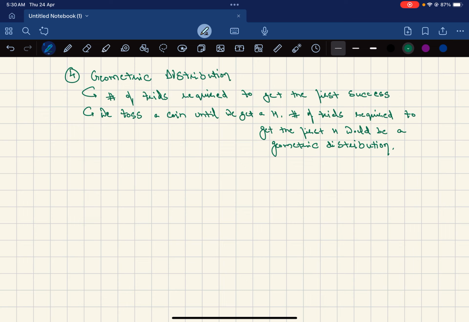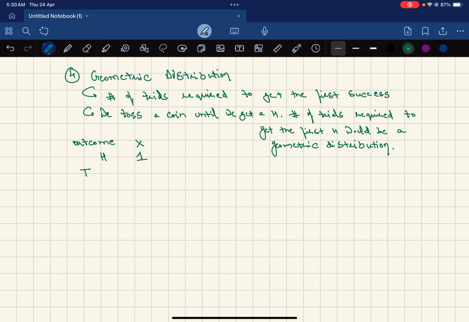Now, for example, to get the first head, let us say we look at all the possible scenarios when we can get the first head. So let us say we get it on the first trial itself. Now, in this case, the value of the random variable would be 1, since there was only one trial required to get the required outcome, which is head.